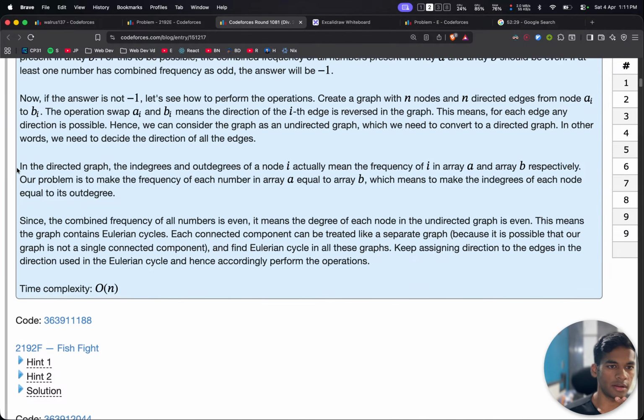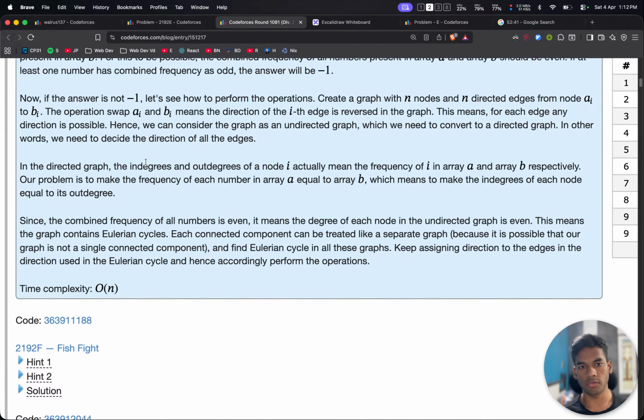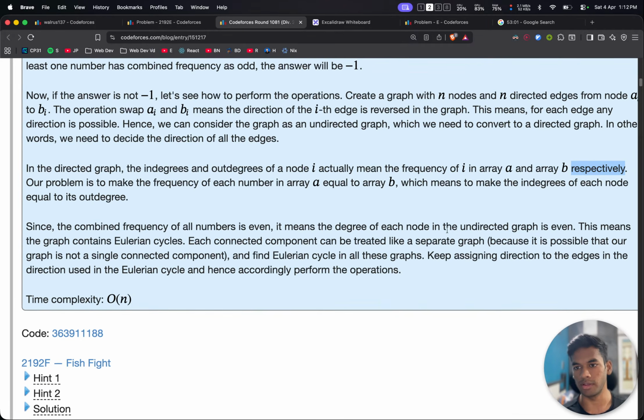In the directed graph, the in degree and out degree of node I actually means, in the final directed graph, right now it is undirected, the in degree and out degree of a node I actually means the frequency of I in array A and B respectively. And what do they mean by and? Are they adding up the frequency of I in A and B? But they are using the word respectively, so they are not. Our problem is to make the frequency of each number in array A equal to array B.